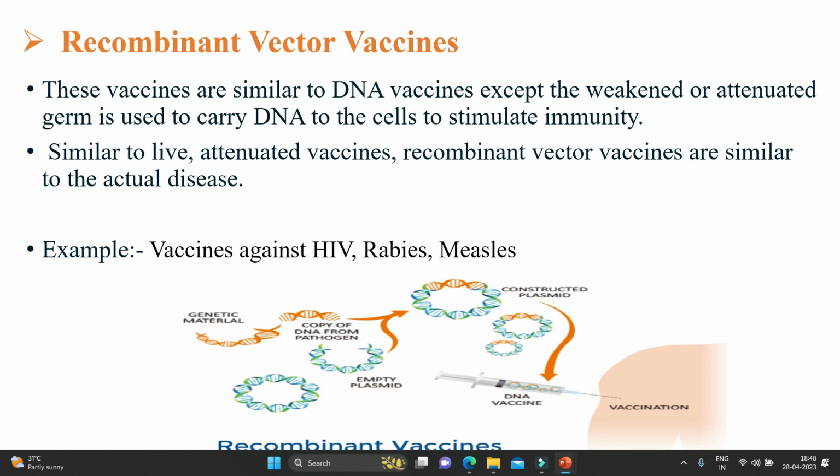Recombinant vaccines are similar to DNA vaccines, except a weak, attenuated germ is used to carry DNA to the cells to stimulate immunity. Similar to attenuated vaccines, recombinant vector vaccines are similar to the actual disease. Vaccines against HIV, rabies, and measles.